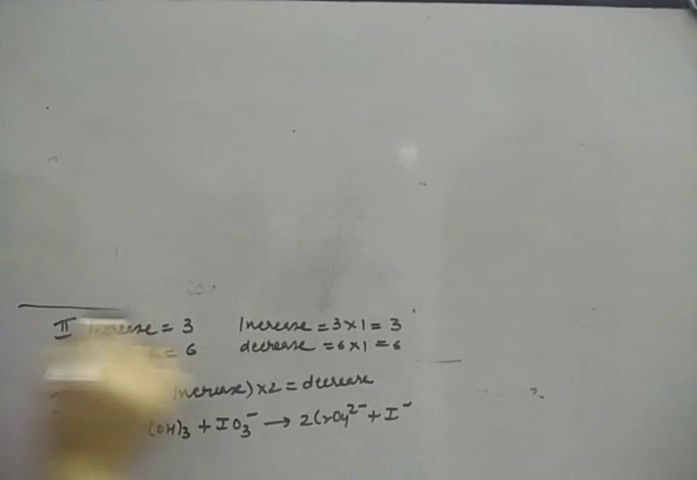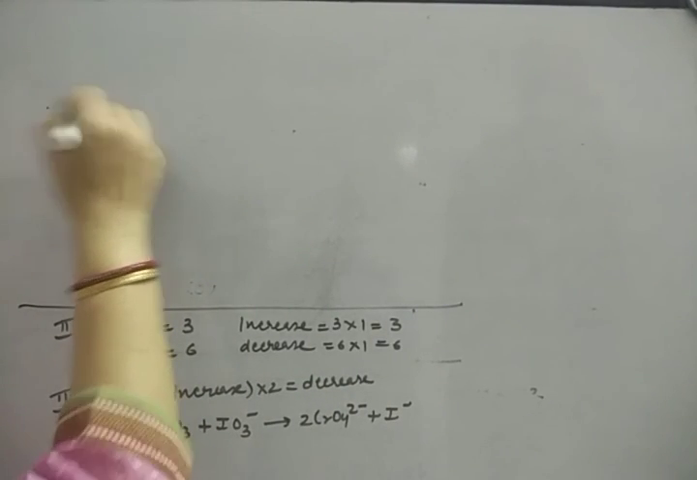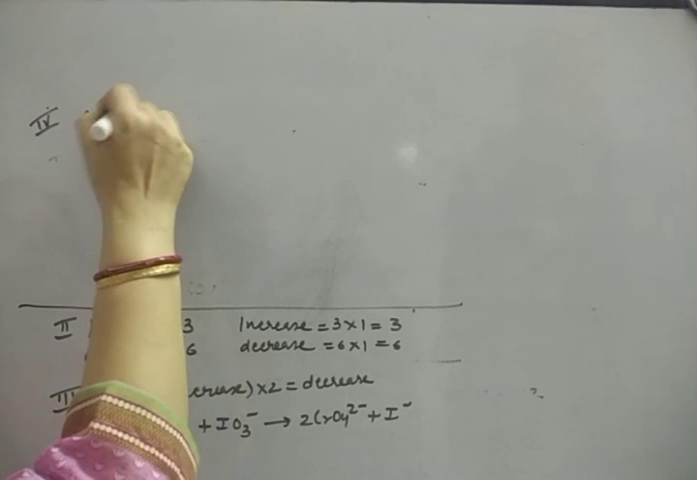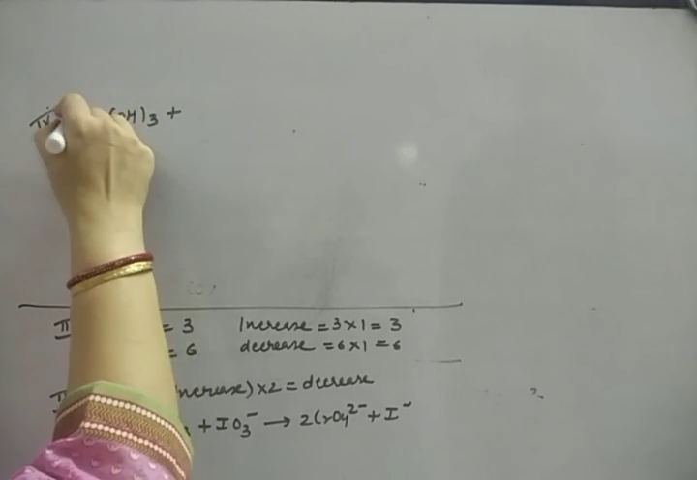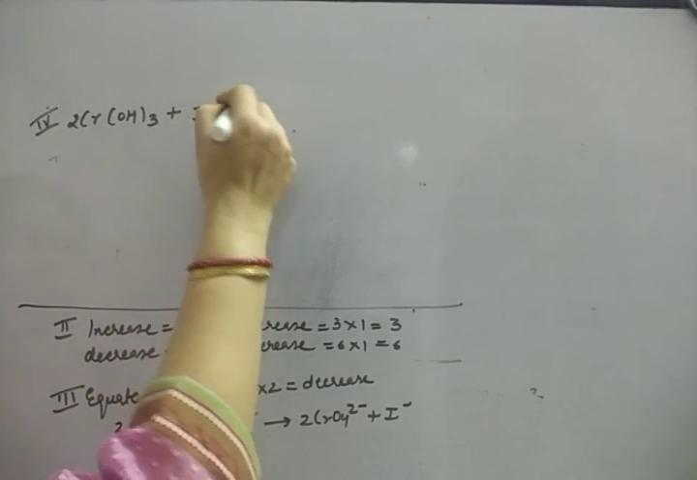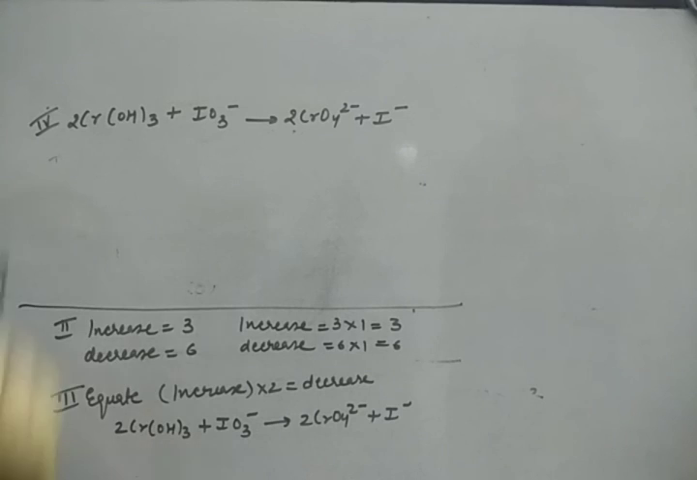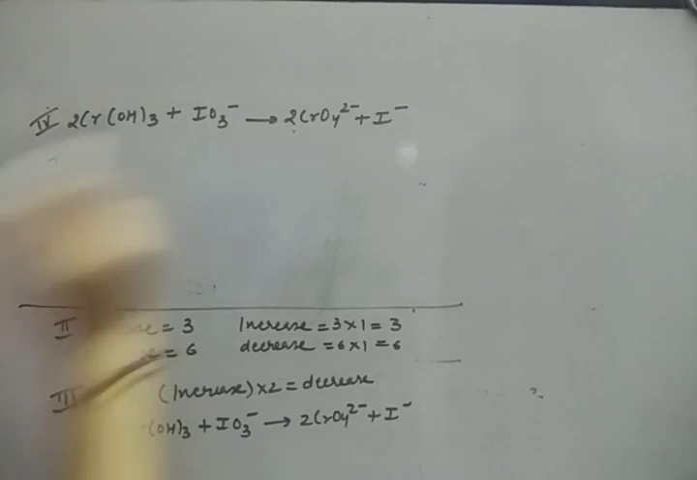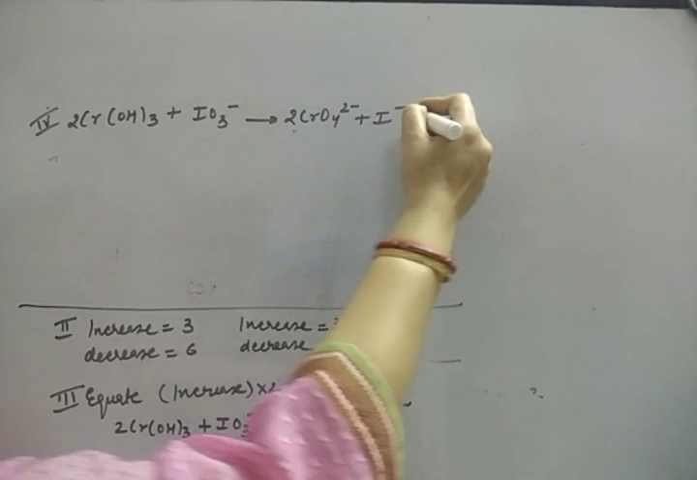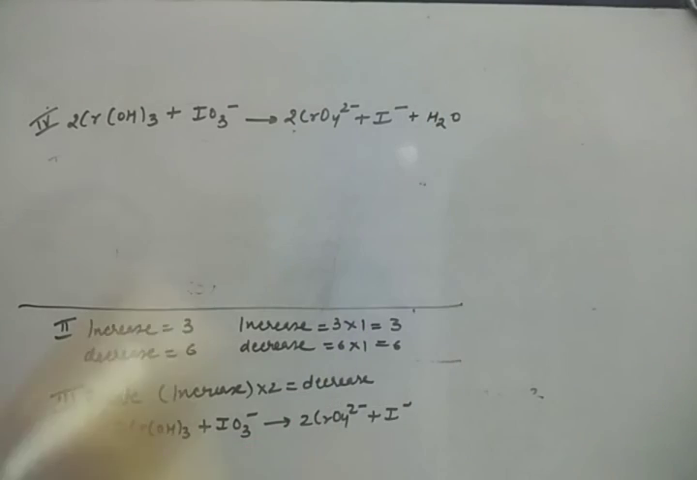Now first of all we'll balance the other atoms. Other atoms are already balanced, so we'll balance oxygen. 2 3s are 6 plus 3, 9 oxygen are there, and here it is 8. So I will add one H2O here.